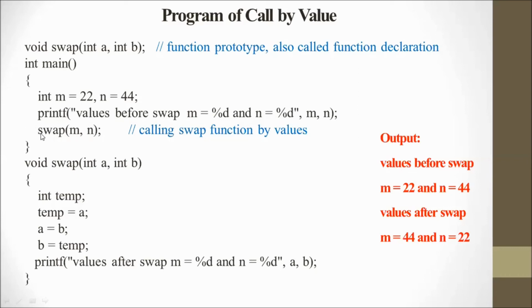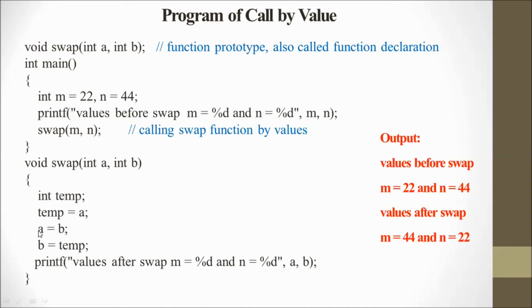So the swap function is called, and the values are copied to int a and int b in the swap function. Here we use another variable, temp. Temp is just a temporary variable for the whole swapping process. We use temp equal to a. a contains the value 22, so the 22 value is copied to temp, and temp stores 22.